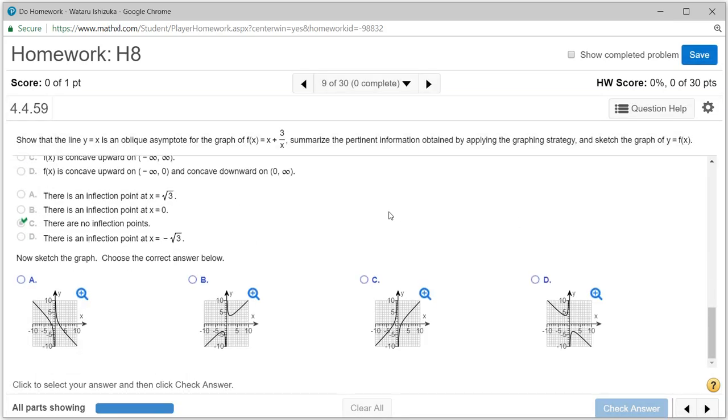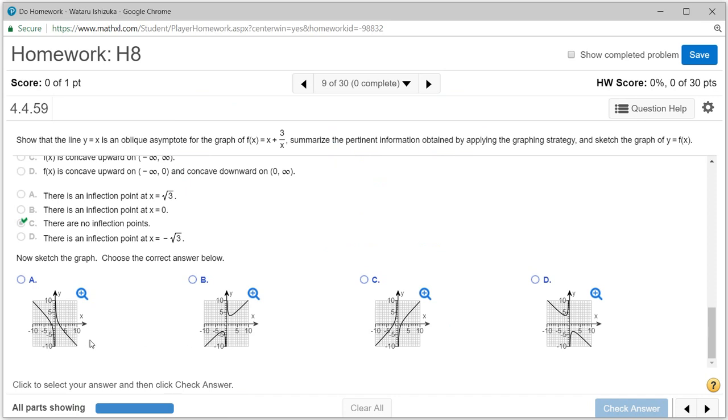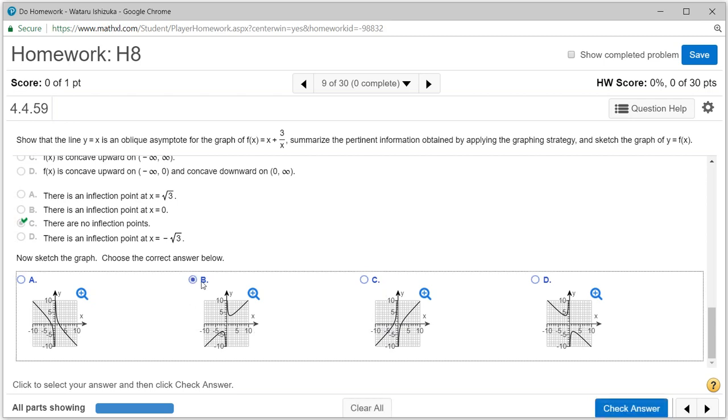All right, so what kind of graph are we looking for? It's increasing, decreasing, increasing, concave down, and then concave up. So let's look at that. This is not it. Increasing, decreasing, increasing, so this is promising. This one is increasing but not decreasing, that's not it. This is not increasing. So B is the only reasonable one.